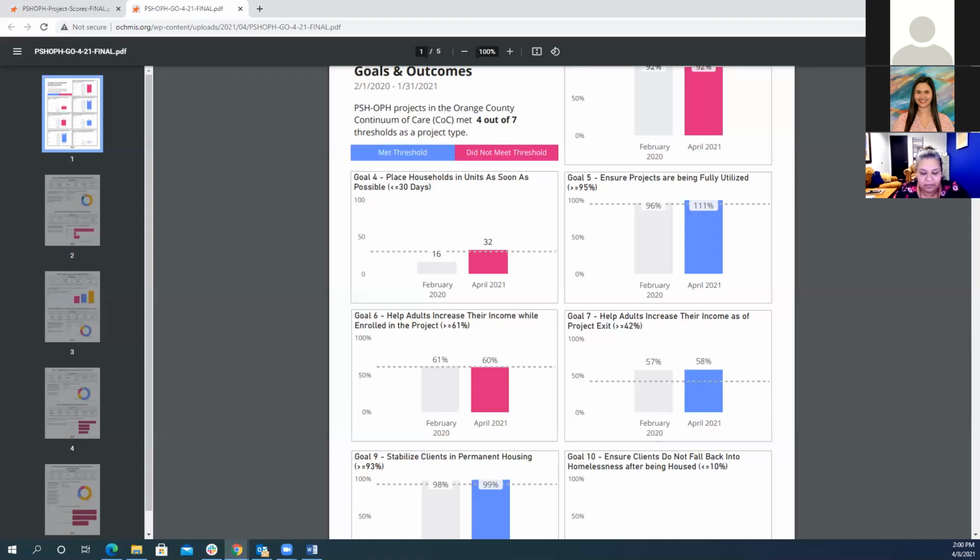So the first one, goal 6, is looking at adults that increase their income while enrolled in the project, and our current threshold is 61%. And we have been pretty close to that threshold over the past couple of years. The COC board has asked us to increase this threshold a little bit. So my recommendation would be maybe 65%. Does anybody have thoughts on that?